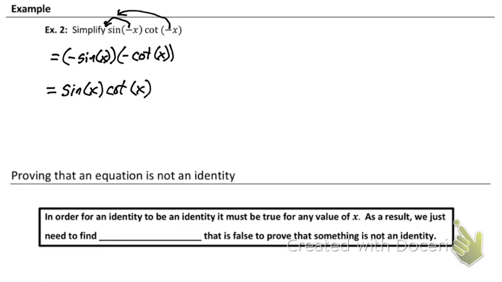Now we can use other identities to help us solve this. If I have sine here, I probably want to change that cotangent in terms of sine and cosine. So I'm going to rewrite cotangent. Since it's cotangent, I'm going to put cosine on top, sine on bottom. So it's sine of x times cosine of x over sine of x. That's one of those identities you need to have memorized. Now your sine values just cancel out, and you're left with cosine x.